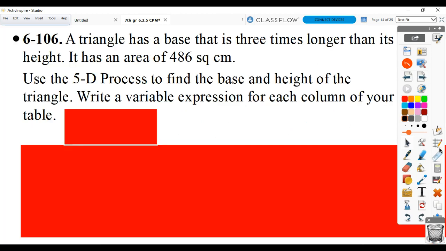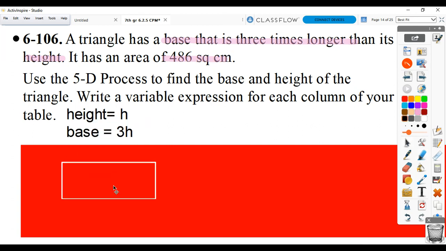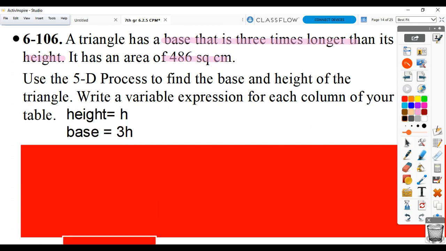For 6.106, we know that the base of this triangle has to be 3 times longer than its height, and the area is 486. So our base is 3 times longer than the height. I used h for the height. You could also use x or any variable. And the base would be 3 times that, so 3h.